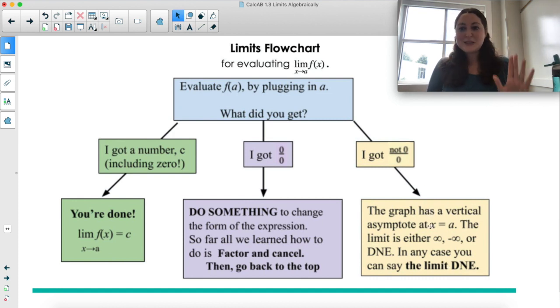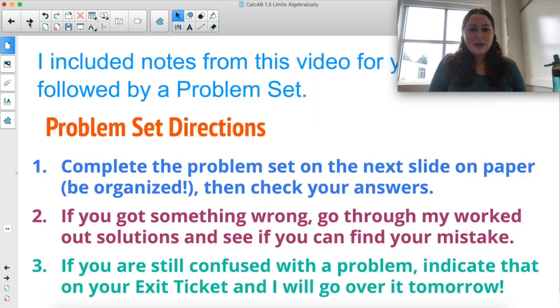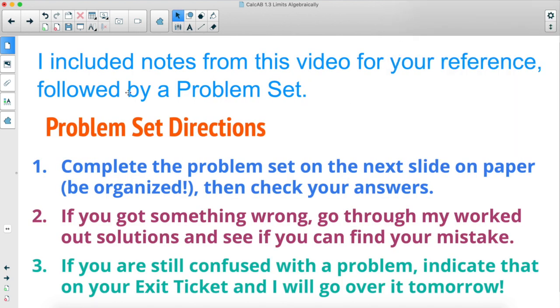Okay, so that's a succinct summary of everything from this lesson. I hope that's clear. I included all the notes from this video for your reference, followed by a problem set. In the problem set, on a separate piece of paper, because it's too hard to write on the computer, label them 1 through 10 in an organized way, show your work, and then check your answers that I provided on the slides after that.